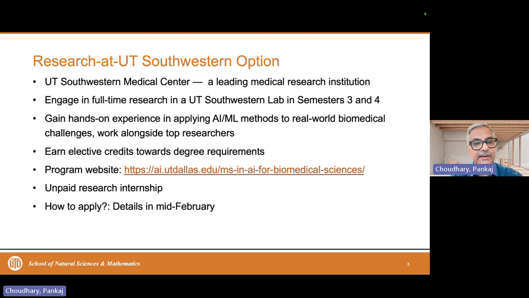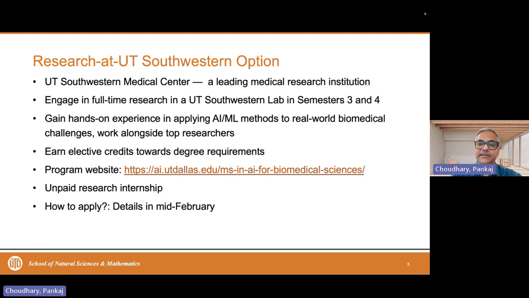So first, let me just say, if you live in Dallas, you may already know that UT Southwestern is a very premier research institution. This is also a med school, but they are also well known for their medical research. There are several Nobel laureates who are part of the faculty at UT Southwestern. So the point here is that UT Southwestern is a top medical research institution in Dallas.